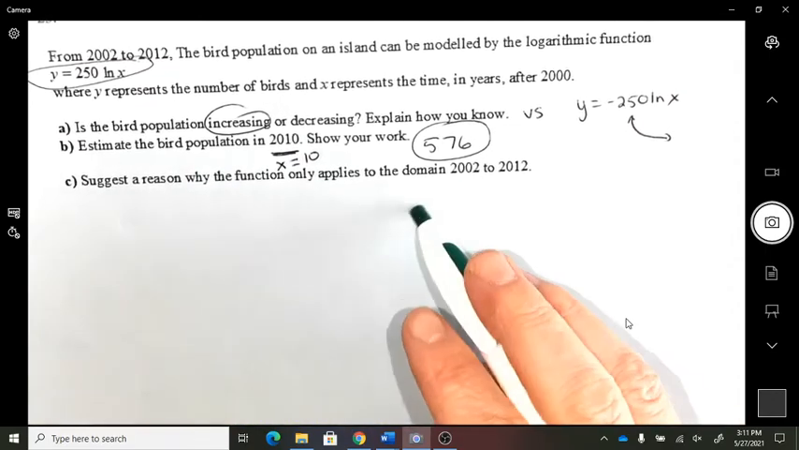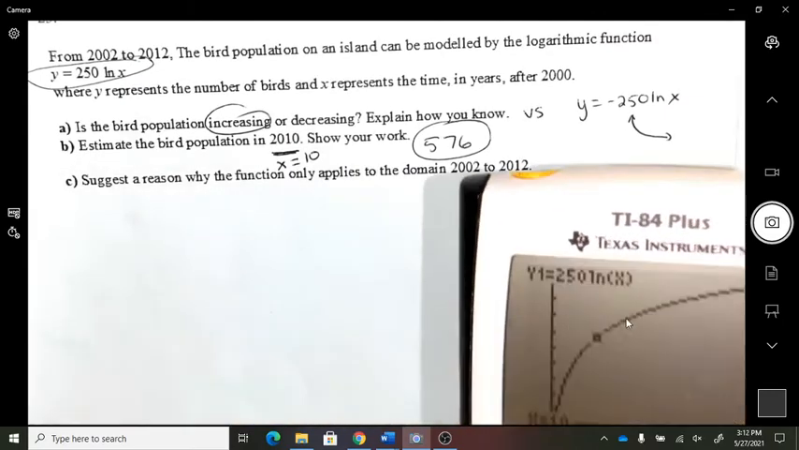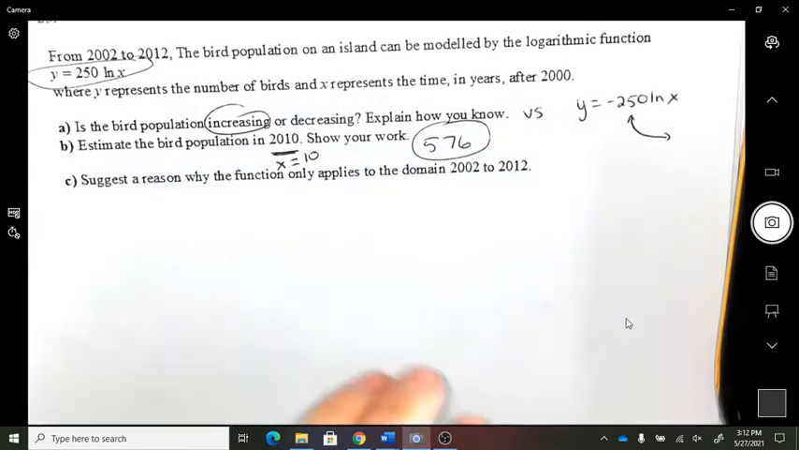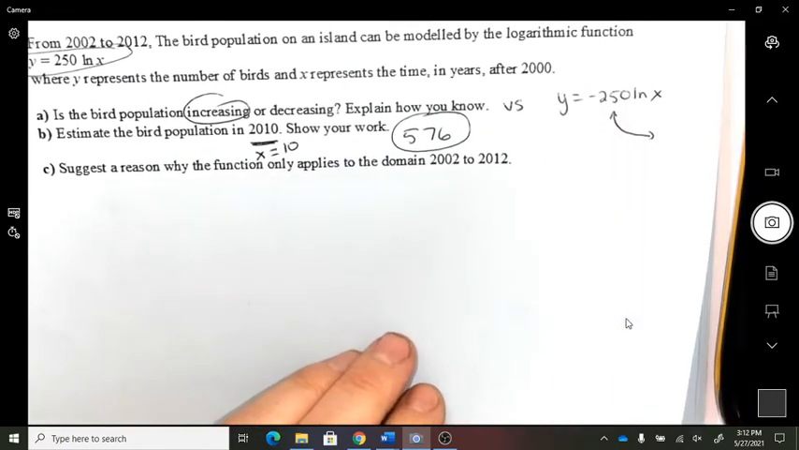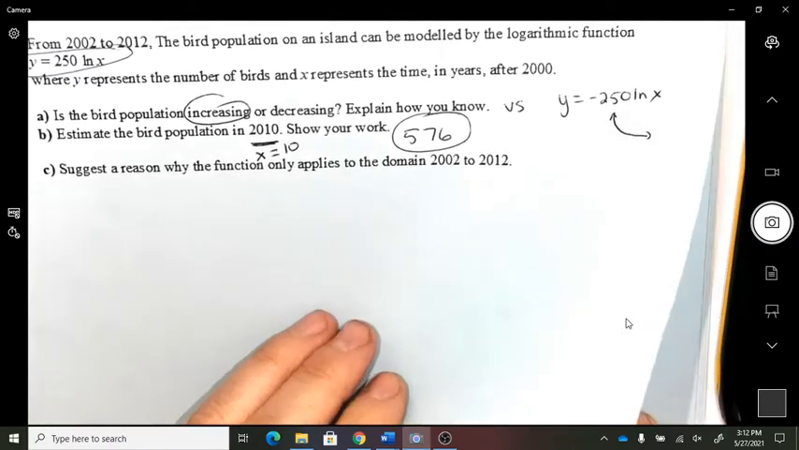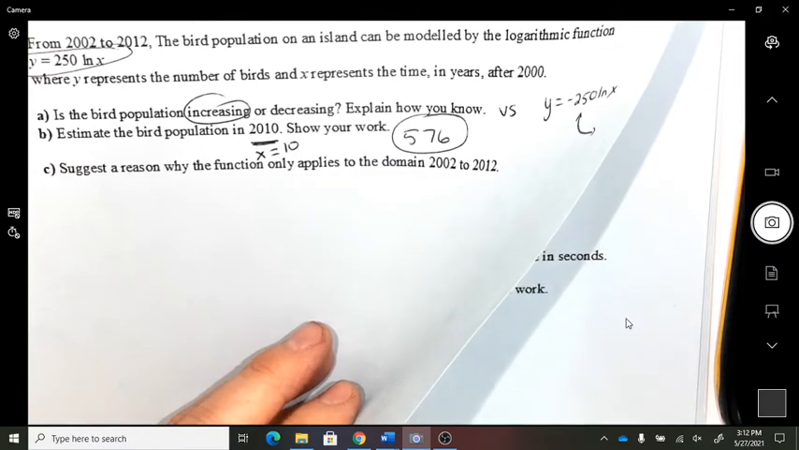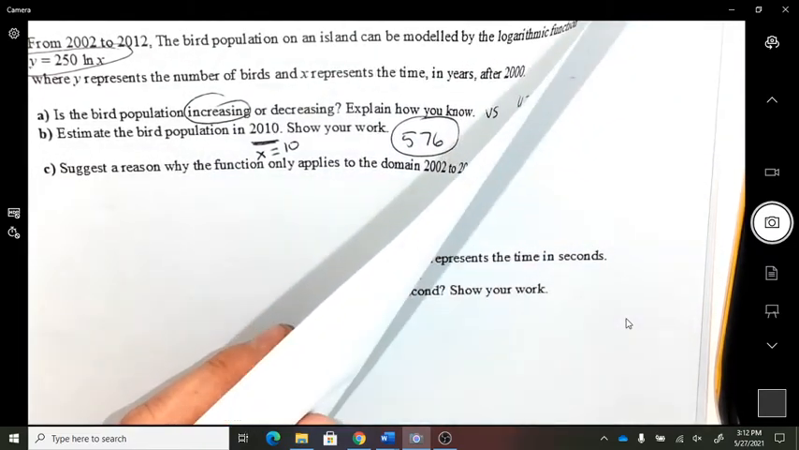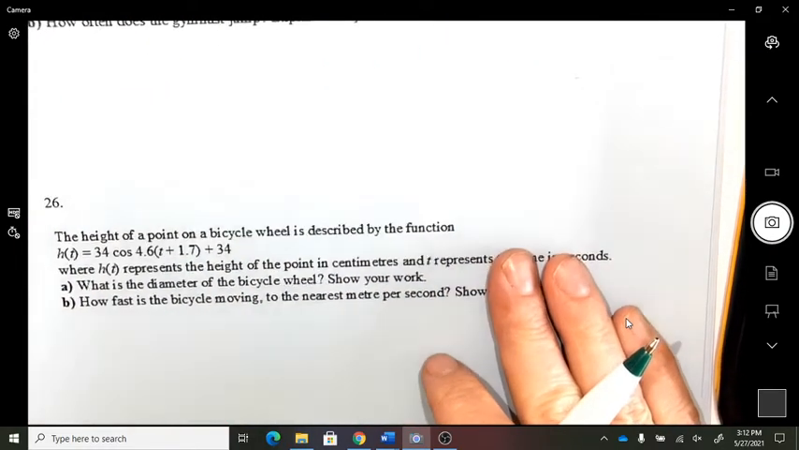Explain why it might only apply as a domain from 2002 to 2012. What do you think? I don't know. Maybe the birds only migrated then and then they left, or something in the environment changed. Equations often, when they're like, especially polynomials, they only model the situations for like a small amount of time.